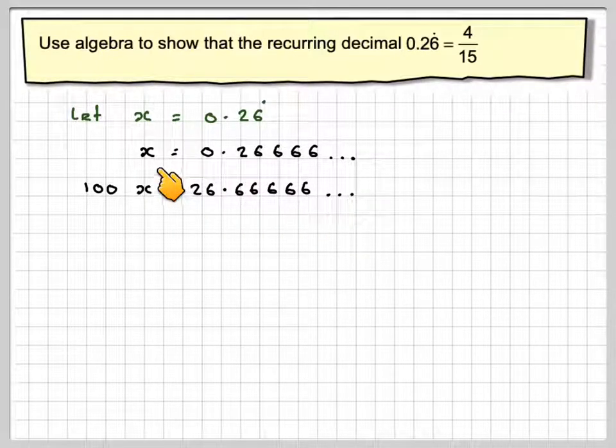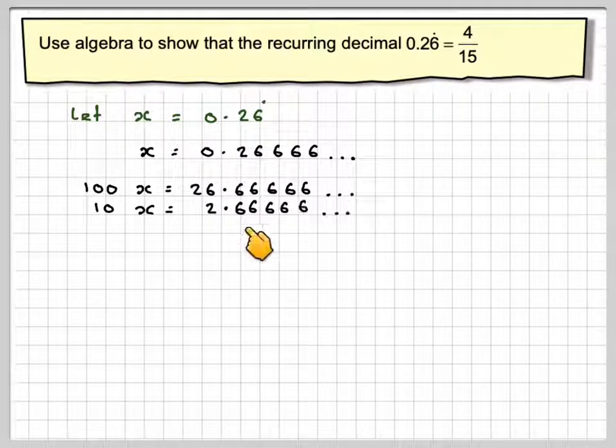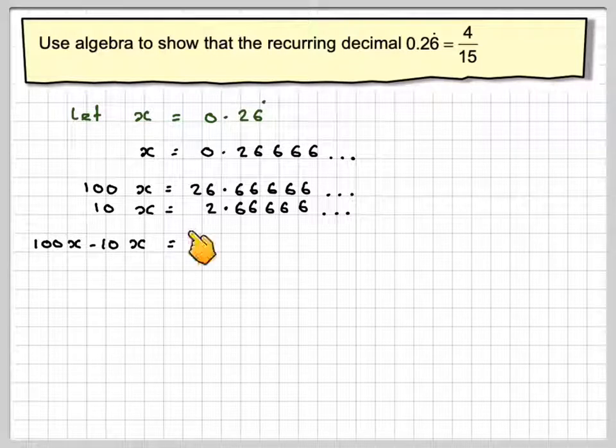26.6666. And then the idea is you've got to try and line up all the sixes. So to do that, I will need to multiply this one again by 10. So 10x will be equal to 2.66666. And then if I now work out 100x minus 10x, I'll get 2 minus 0, which is 2. 6 minus 2, which is 24. And then 6 minus 6, 6 minus 6, these will all cancel each other out.